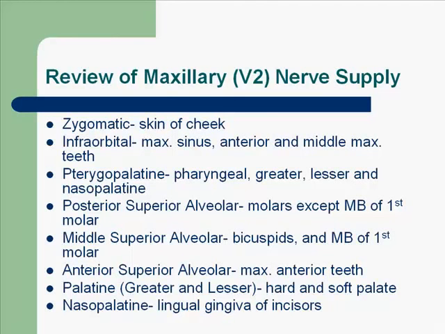Pterygopalatine is pharyngeal, greater, lesser, and nasopalatine. The PSA is the maxillary molars, except for the mesial buccal root of the first molar. MSA is bicuspids and the mesial buccal root of the first molar on the maxilla. Remember that the MSA is absent in some people. ASA is the maxillary anterior teeth.